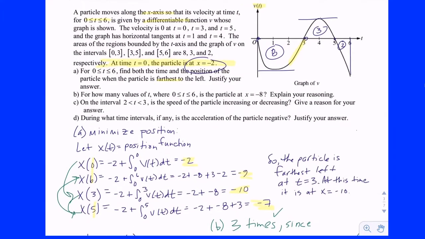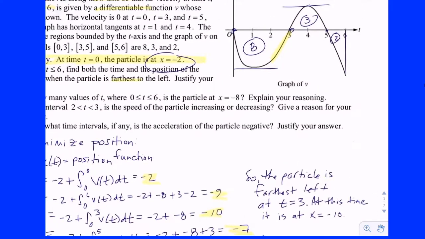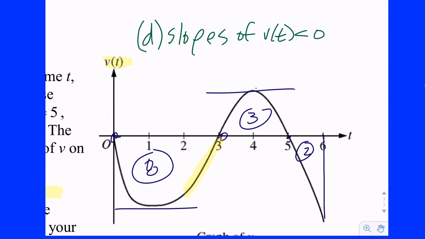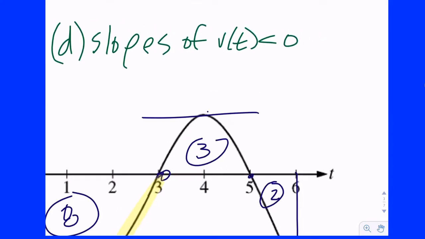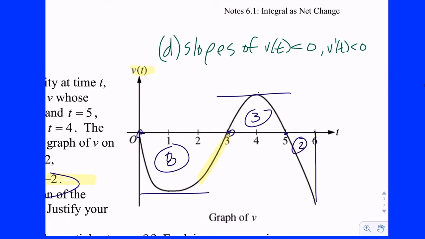Okay, now part D. During what time intervals, if any, is the acceleration of the particle negative? Okay, so part D. I'm just going to do it right here where I can see the graph. I don't want to get that tunnel vision. The acceleration is negative when the slopes of V of T are less than zero. Again, you want to relate it to what's given. If you want to then say that's where V prime of T is less than zero, that's okay. But you're going to be specifically looking at the slope, so that's what you want to say. On what intervals are the slopes negative?